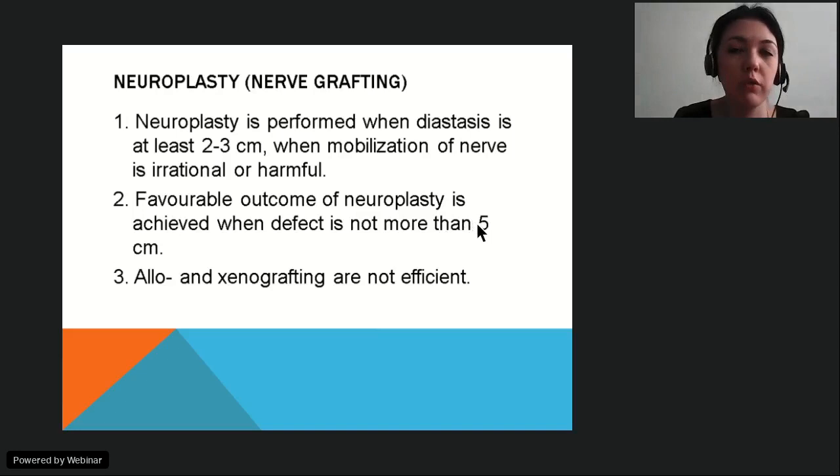So autografting, it is grafting when we take a material from ourselves, from the same patient. Yes, allografting is when we take material from the other human, and xenografting when we take material from the representatives of another species, so from animals. So in case of nerve grafting, allo and xenografting are not efficient, and we can use only autografting.